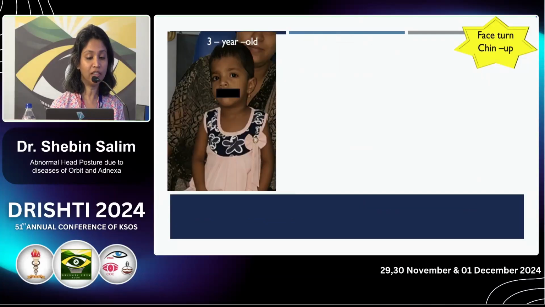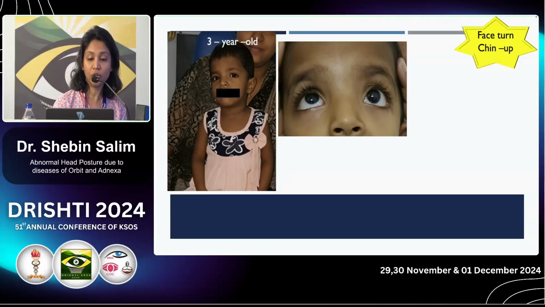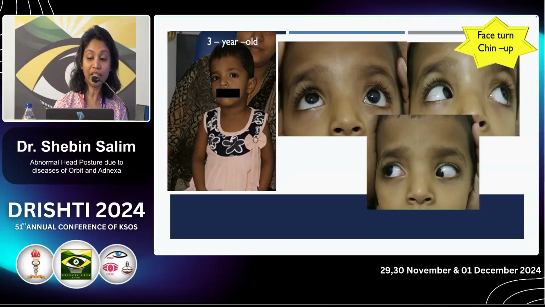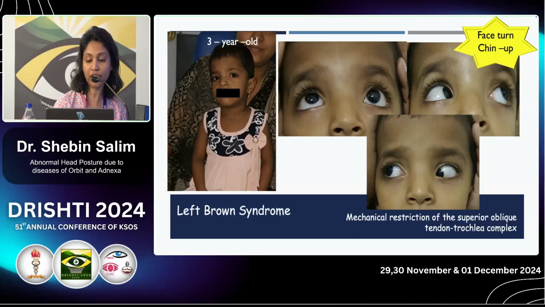So this is a 3-year-old girl who is having squint and an abnormal head posture. She is having a face turn towards the right side, mild chin up posture. Here again, she is having an elevation restriction in the left eye only in adduction. So this is Brown syndrome. It is a form of restrictive strabismus where there is mechanical restriction of the superior oblique tendon trochlear complex. So in subtle cases of Brown's, the squinting can even be missed.